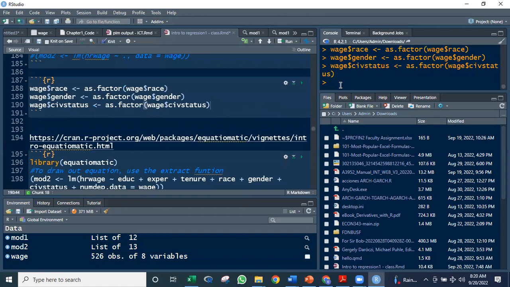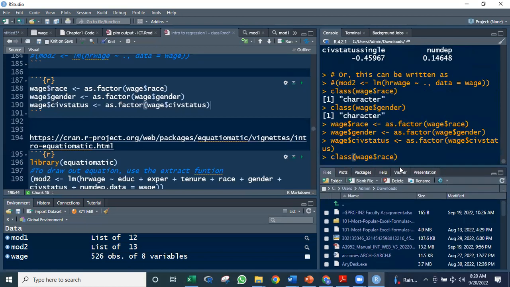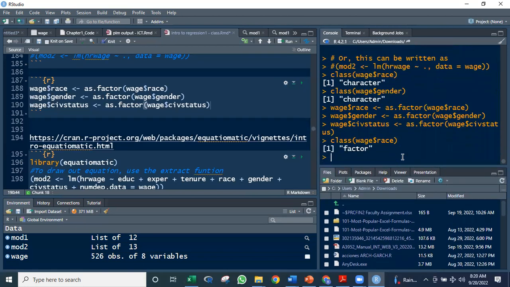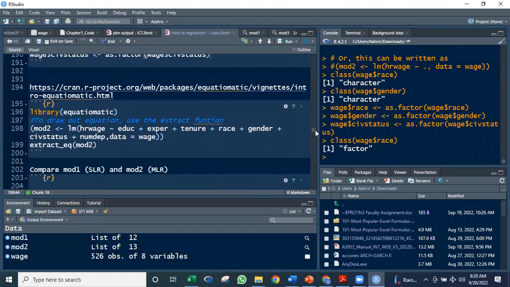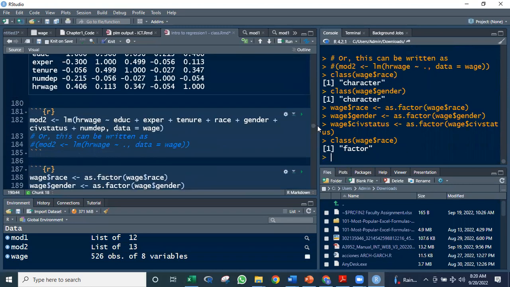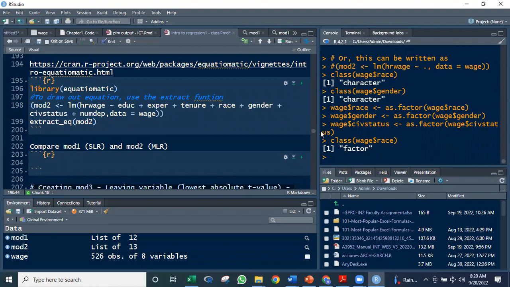Now, when I look at class wage $ race, let's check what's now the class of race. You can see now that it's a factor already. Since we have converted it into a factor, let me just run this again.